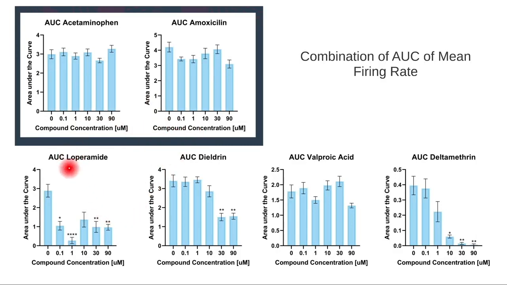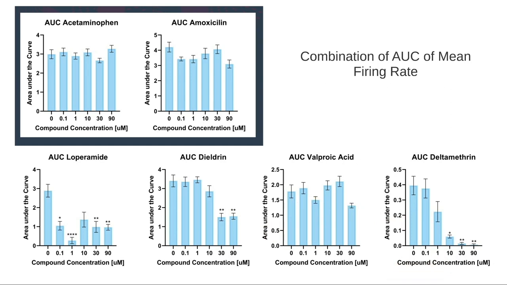But when we go to the compounds, we start seeing these dose responses, even at really low concentrations for some of the compounds, right? 0.1 micromolar. And we see dieldrin going down, and we see deltamethrin going down. We didn't see much with valproic acid. So this is basically what we are trying to do.